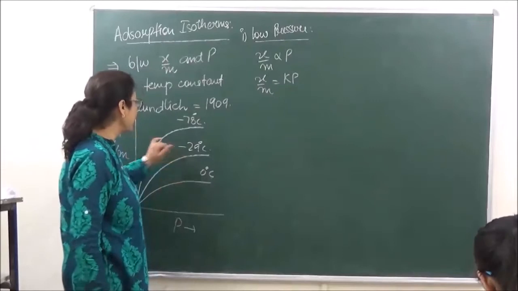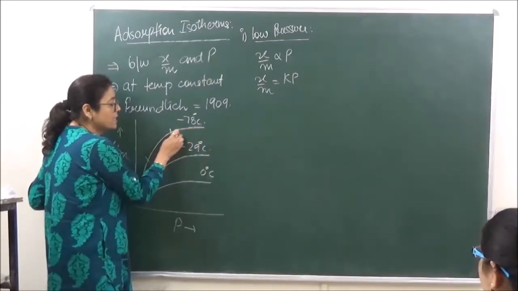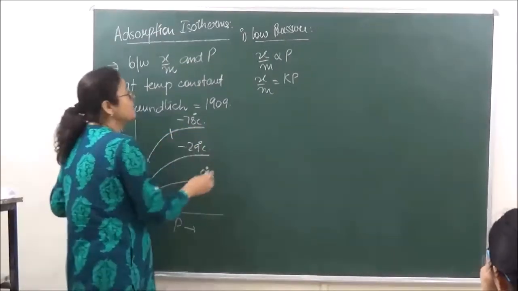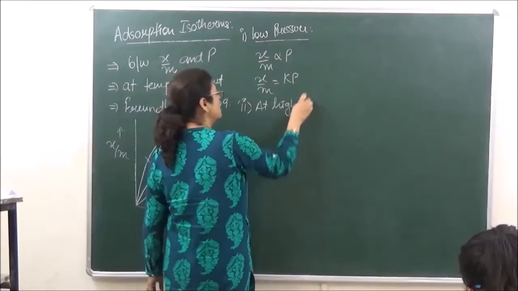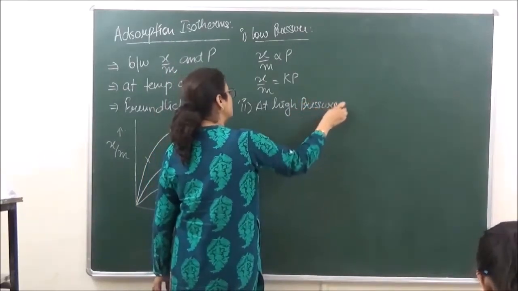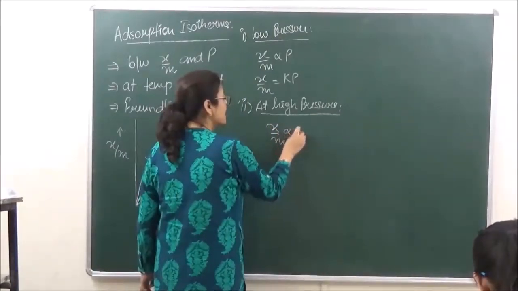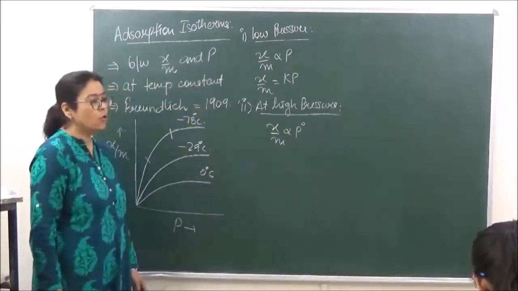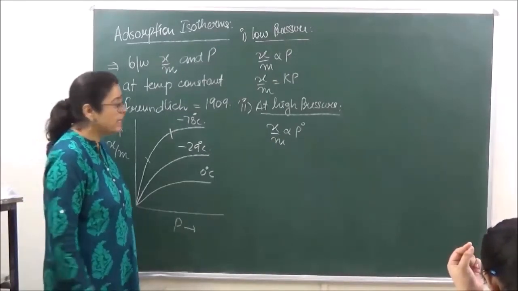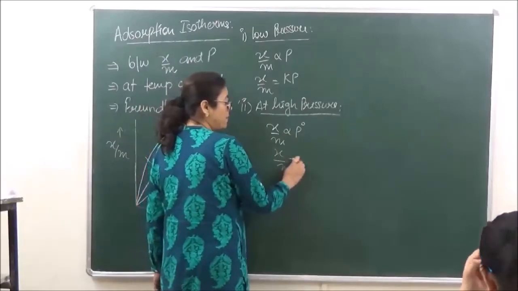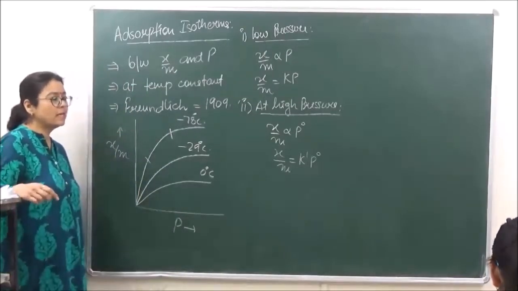When we are looking at high pressure, let's say this is the curve at high pressure. So you can see that it is almost coming as a straight line. Then second, at high pressure, we say that extent of adsorption is directly proportional to p raised to power 0, which expresses that extent of adsorption is independent of pressure. ठीक है? Or we can say that x upon m is equal to k dash p naught, where k dash is the constant of proportionality, right?